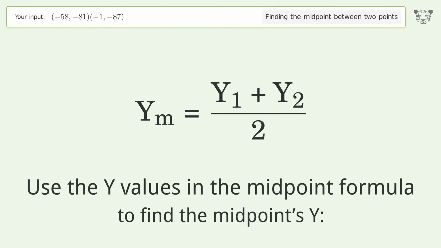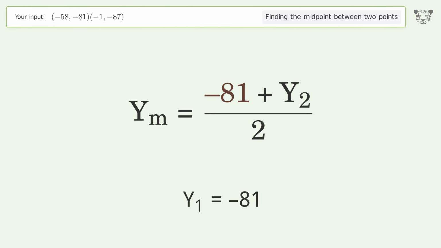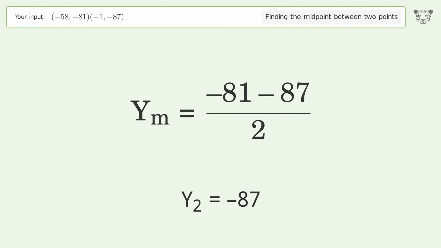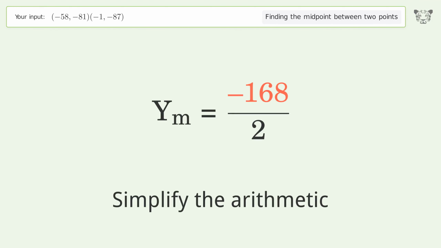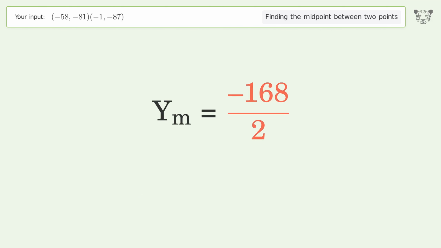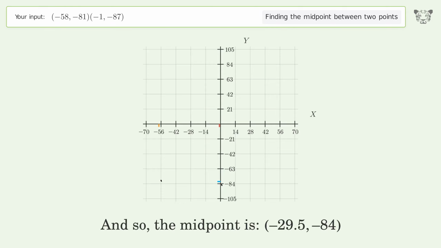Use the y values in the midpoint formula to find the midpoint's y. y1 equals negative 81. y2 equals negative 87. Simplify the arithmetic. And so, the midpoint is negative 29.5, negative 84.